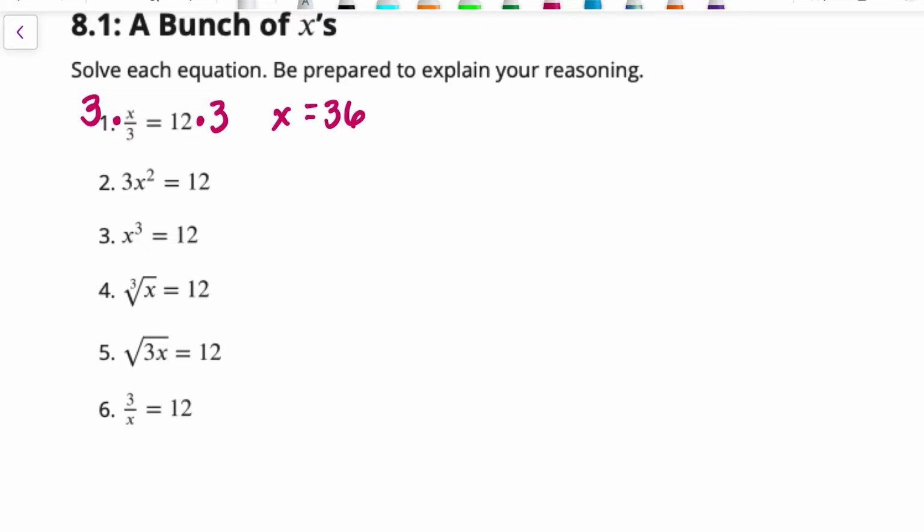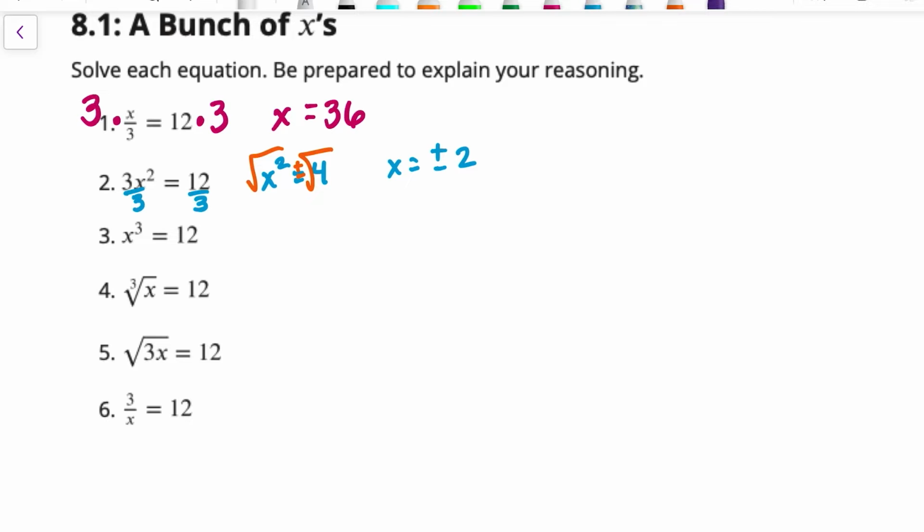All right, number 2, we have 3 times x squared equals 12. So first we're going to divide both sides by 3 because that undoes the multiplication. So then we have x squared equals 4. And then we can take the square root of both sides. Remember that whenever we take the square root of both sides, we need that plus or minus. And so we have x equals positive and negative 2.